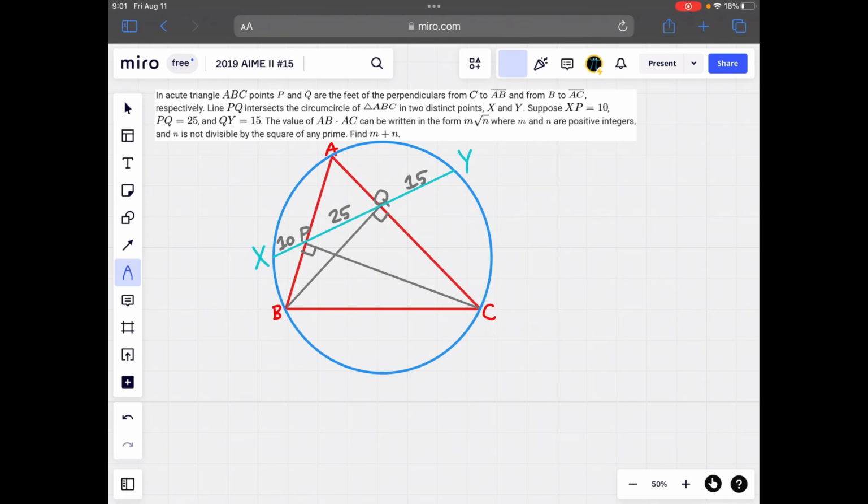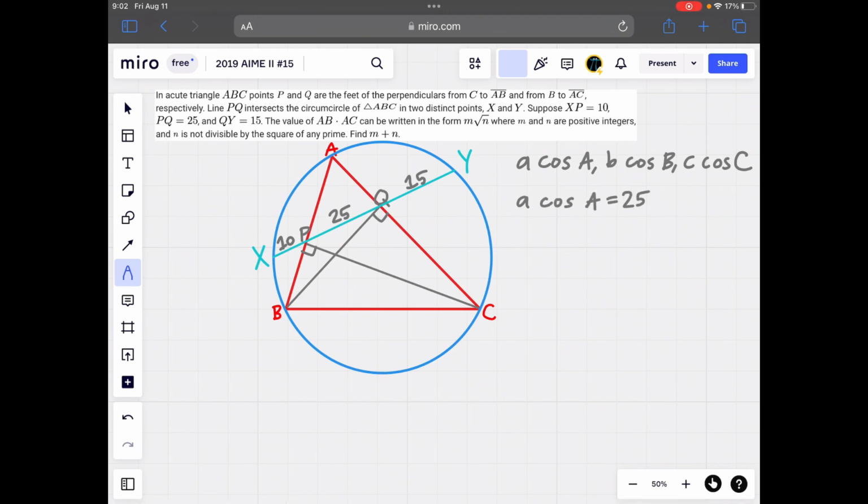If you read EGMO, you might know that PQ is one of the sides of what we call the orthic triangle of triangle ABC, which is formed by connecting the points where the altitudes meet the opposite sides. Two of these points are P and Q. And the sides of the orthic triangle are a cosine A, b cosine B, and c cosine C, where a, b, and c, the lowercase letters, denote the lengths of the sides opposite points A, B, and C respectively. So we know that a cosine A is equal to 25.